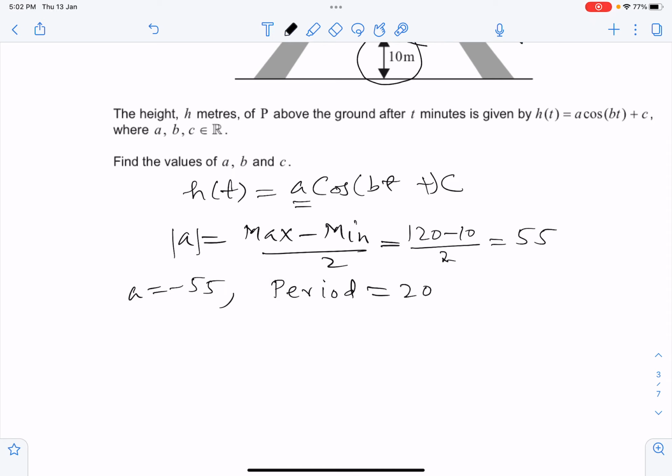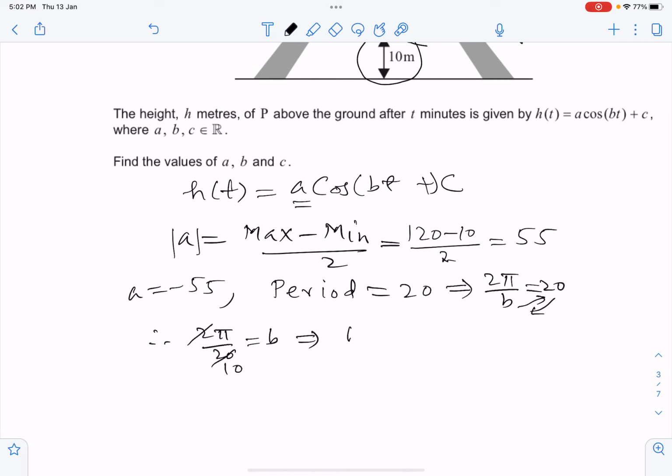Now we write period as 2 pi by b. So therefore 2 pi by b is equal to 20, right? Because that is the formula for finding the period. Now from that formula b will go there, 20 will come here. So therefore 2 pi divided by 20 will be the value of b, and cancelling it we get b is equal to pi by 10. So this is the value of b, pi by 10.